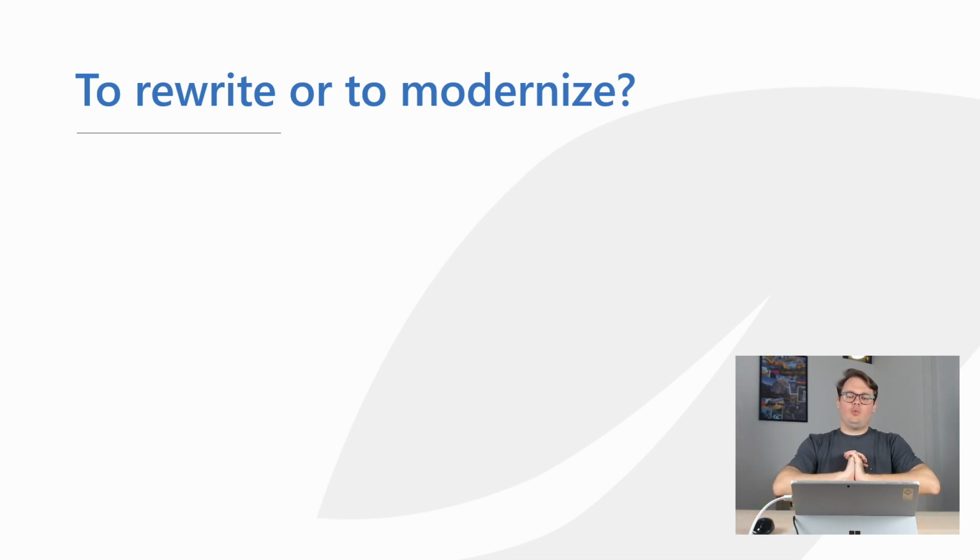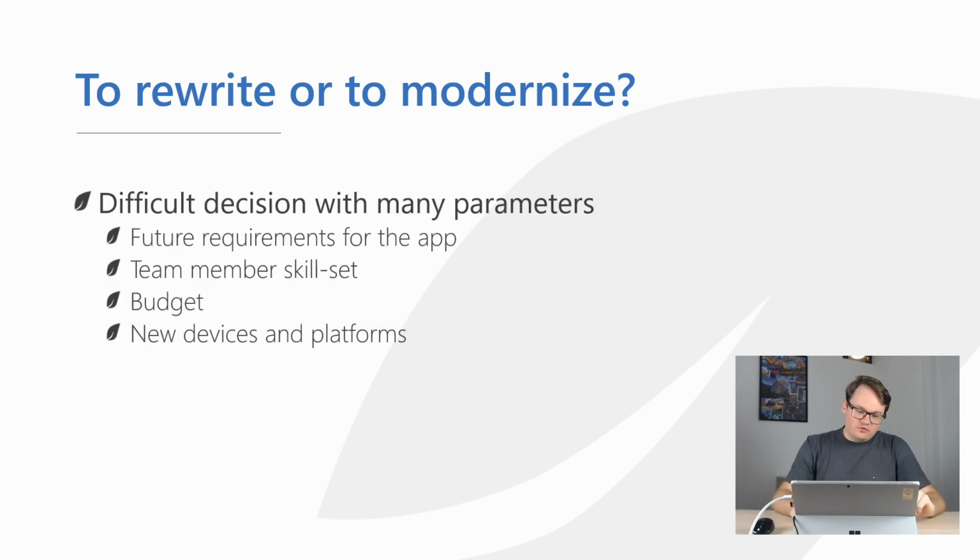So if you are wondering whether you should rewrite your application from scratch or if you want to modernize it, it's a very difficult decision, and I'm not trying to say it's easy because there are a lot of parameters and a lot of criteria you need to include into this decision, and it's not only about the technology, it's also about the future requirements for the application. If you plan to do fundamental changes, then it would be probably the rewrite. If you just want to incrementally improve it, then the modernization might be more feasible.